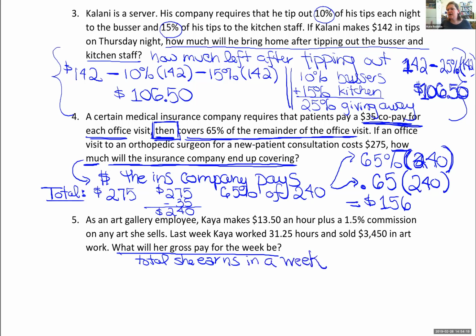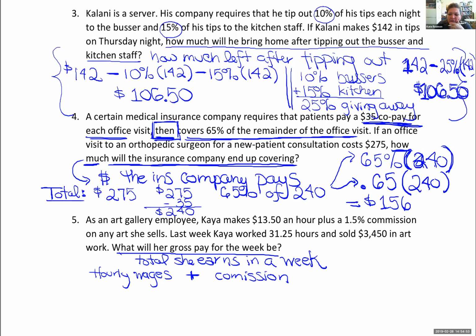She earns money a couple different ways if we're going to do the total she earns in a week, right? So we've got this art gallery employee, and we can see her having an hourly wage, and she's got a commission. So to find the total she earns in her week, we're going to have to figure out her hourly wage, find out her commission, and total them. In this case, add them together. Does that make sense? Yes. Okay, that's my plan.